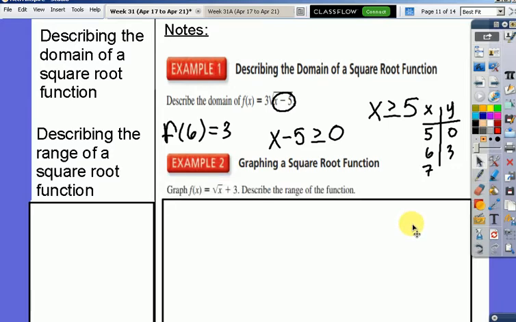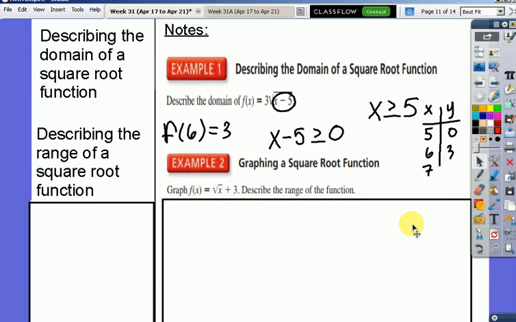Describe the range. Now, notice here, the minus 5 affects my domain. It's also a transformation. What do you think it does to all my values? You think it shifts it left or right? Right. It's always the opposite with x, right? So it's going to shift it right 5 units.